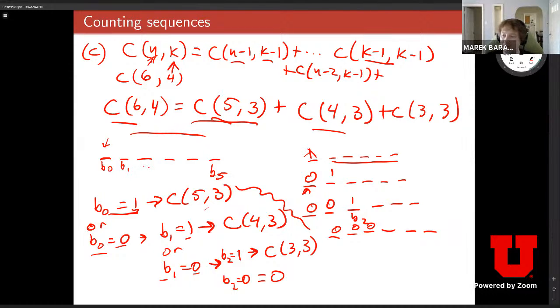If I'm understanding Brendan's question correctly in chat, he says, for proving, do we just have to write the top part, or do we have to show everything, or can we just write choose 6, 4 equals choose 5, 3 plus choose 4, 3 plus choose 3, 3? Yeah, because we have this theorem, you're not going to be asked to prove it. You can just cite this theorem. Any questions on that?